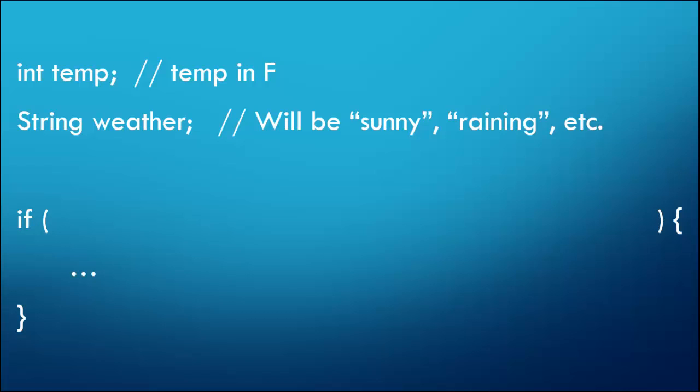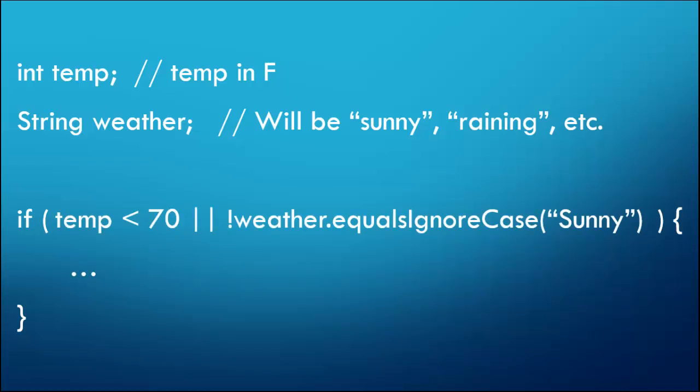Now that one's pretty tricky. Let's see if you got it. Temp is less than 70, so we're going to stay in if temperature is less than 70. We're also going to stay in if the weather is not sunny. So we've got weather.equals ignore case or weather.equals, and then sunny in parentheses. And we've got a not in front of that.